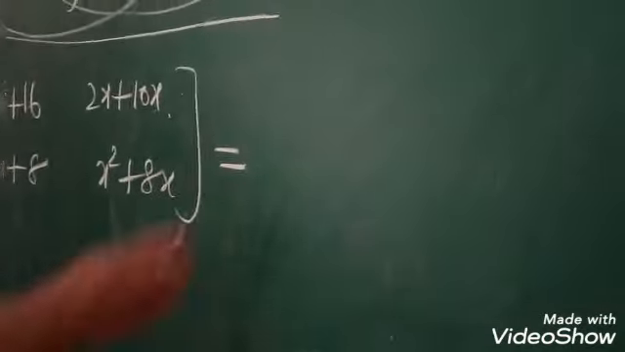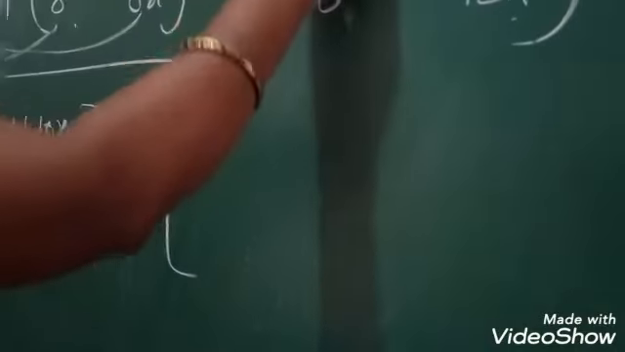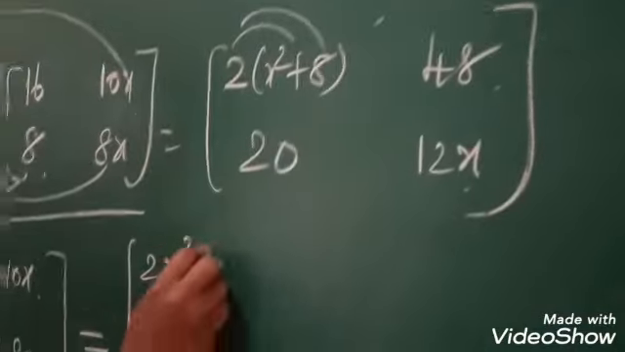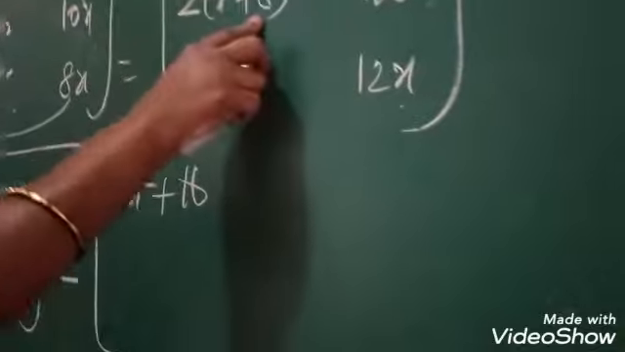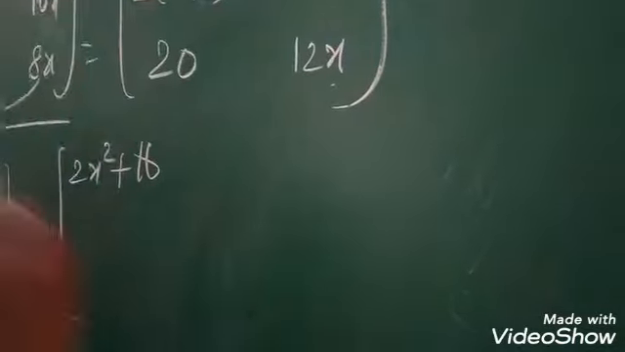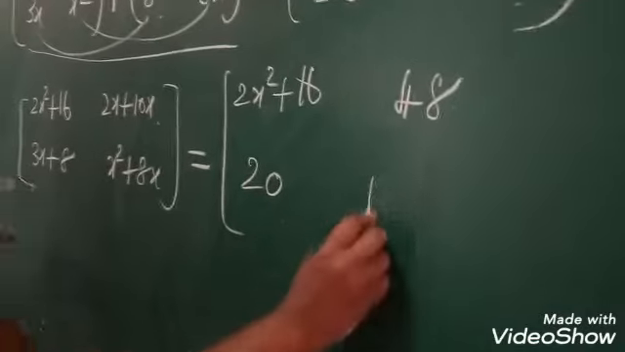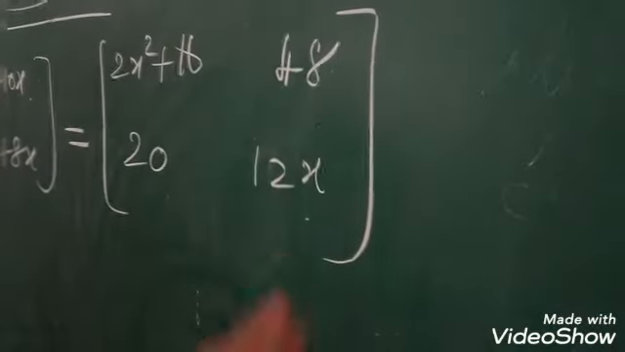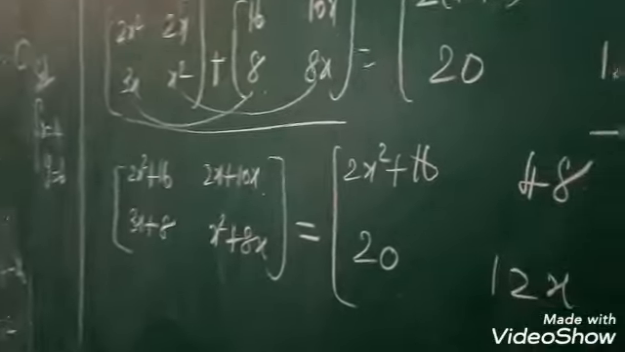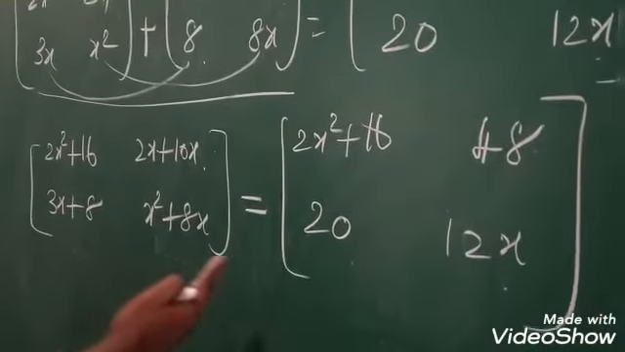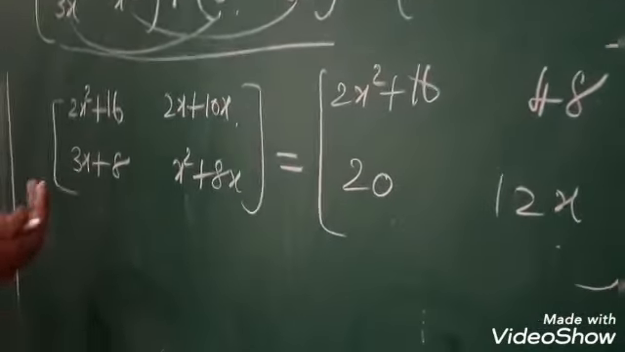Okay, now the right hand side. What is the right hand side? 2x squared plus 16. The 2 is inside, so each term should be multiplied by 2. Here 48. Here what? 20. Here 12x. Now we need x, so that by equating the corresponding elements we get the value of x.